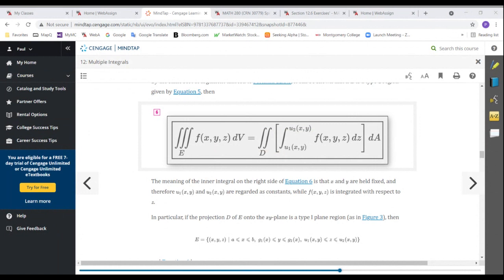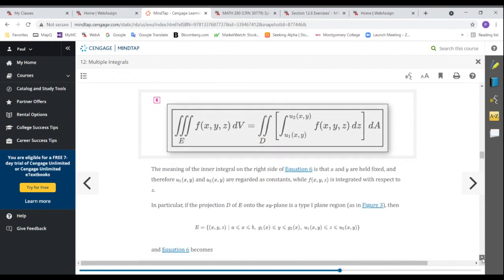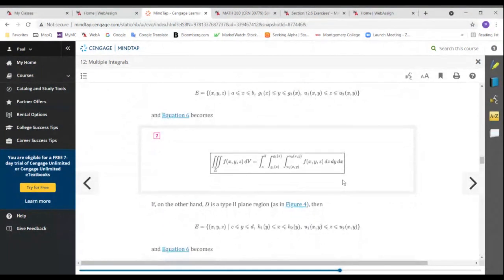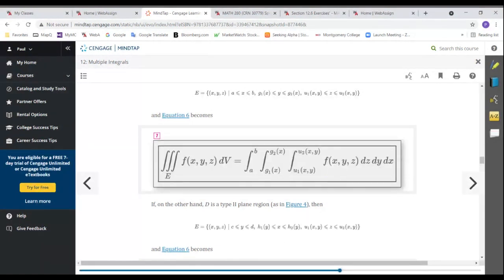All right, and the book really has some very nice graphs, and I think we should make use of the book here. Okay, now the thing is, what about the other limits?